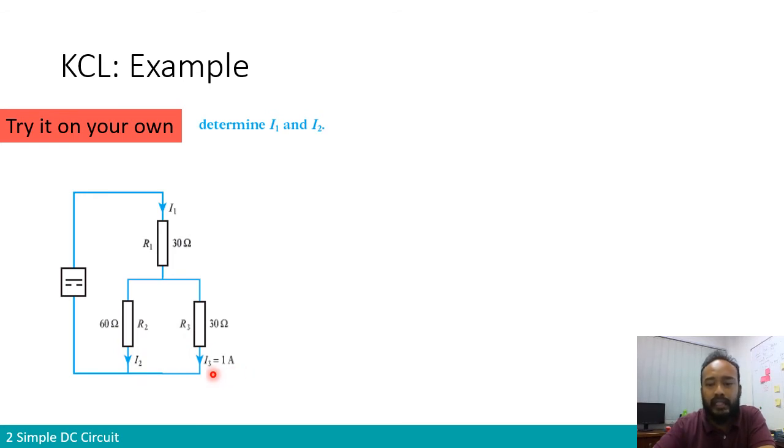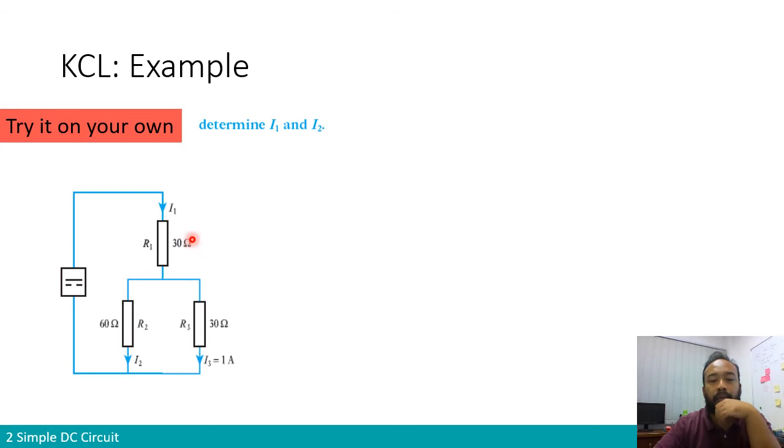So we have a junction where there are 3 branches, I1, I2 and I3. The only current that we know is the current I3, 1 amp. So we can write the KCL at the junction as I1 minus I2 minus I3 equals 0. But we cannot find I1 and I2 because we only have I3. So we have one equation, because we have one junction.